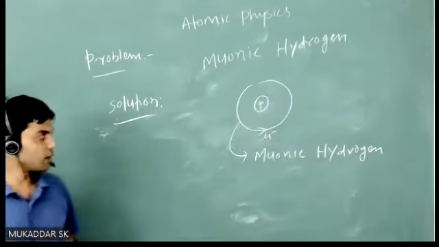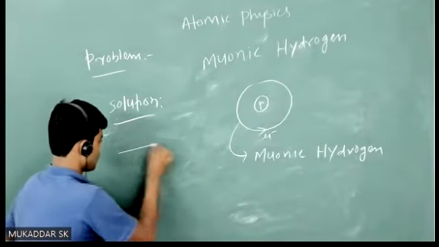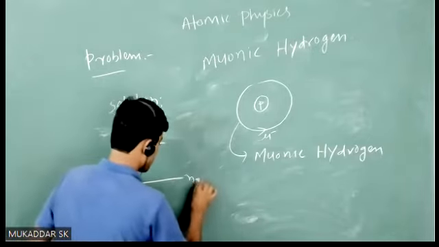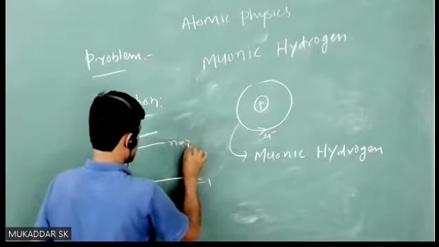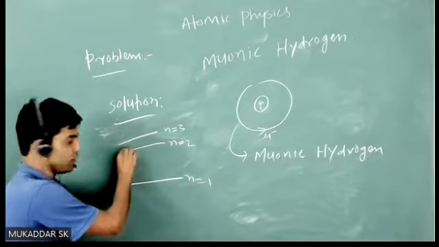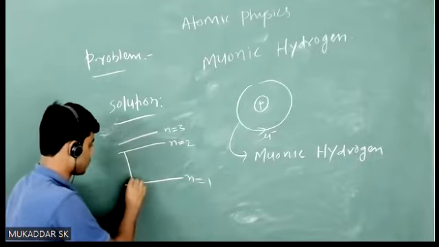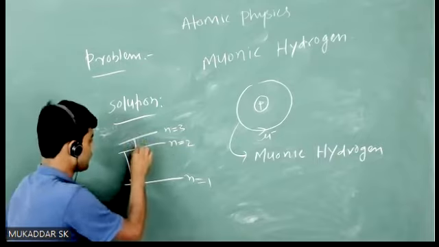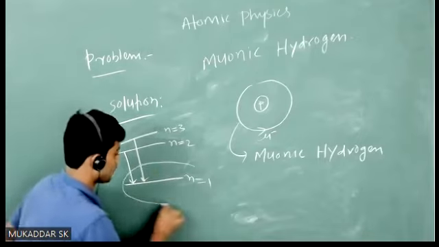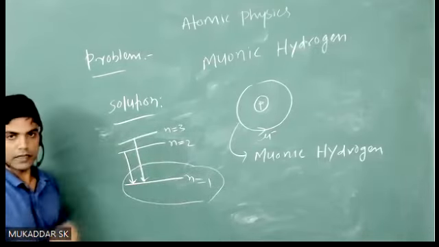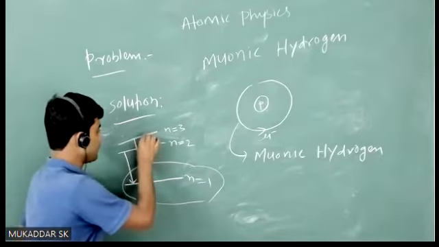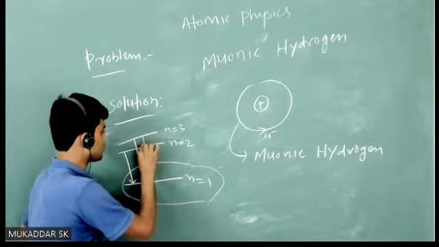Now, if you remember last class, for the first and second lines of Lyman, the transition is happening from n equals 2 to n equals 1 for the first line, and n equals 3 to n equals 1 for the second line, because this is all about your Lyman series. The final state should be n equals 1. And for the Balmer line, the first line means a transition from n equals 3 to n equals 2.